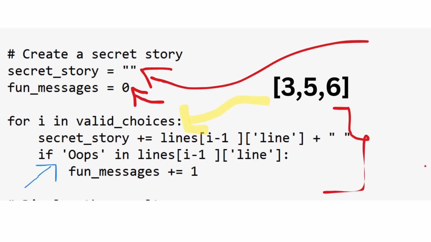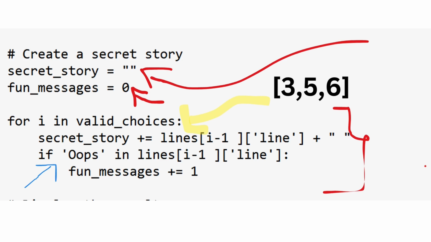Okay, so let's go see what is actually happening in the next for loop. This for loop is where the whole message is being created. Okay, so in the for loop, for i in valid choices, now valid choices is the list that contains 3, 5 and 6, right? Fine. And now for the first element, the i value will be 3.